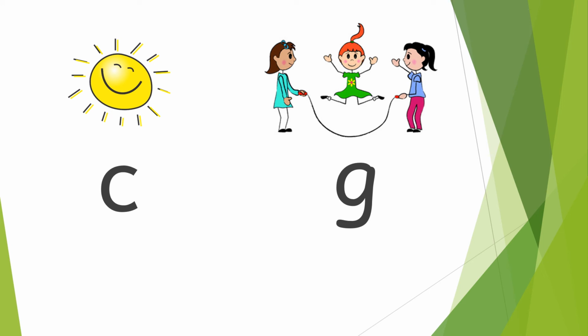How do you know when a word makes the soft sound? Well, it's usually followed by an E, or in G's case, an E or a Y. So when you see C and E, it's going to make the S sound. When you see G and E, it's going to make the J sound. And sometimes when you see G and Y, it's also going to make the J sound.